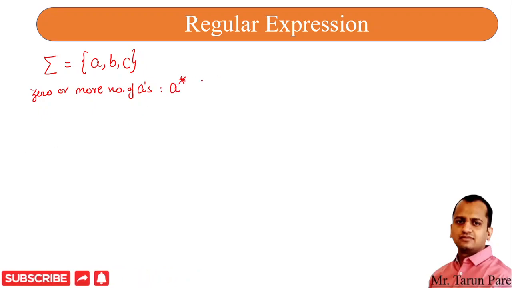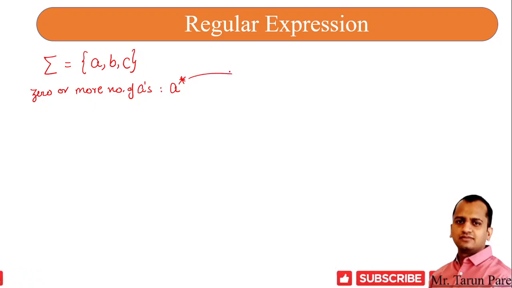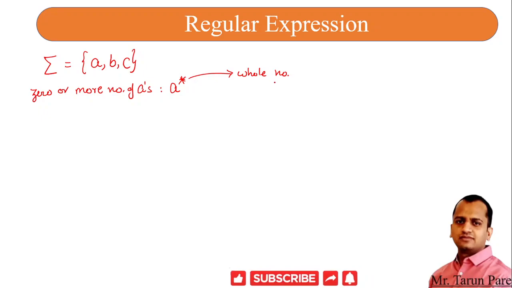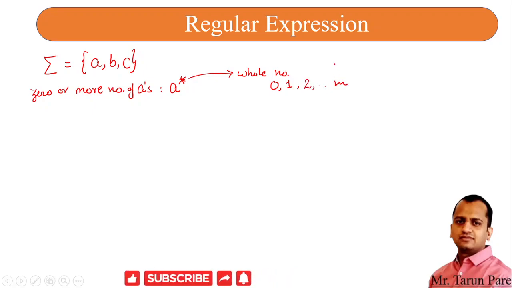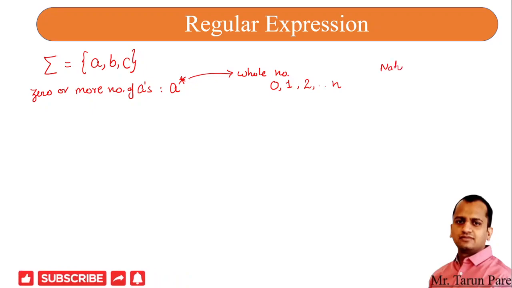Why so? Because star represents the form of whole numbers. What does it mean? Whole numbers are the sequence of numbers which starts from 0 and goes up to n. If you talk about natural numbers, they start from 1, 2, 3 up to n.